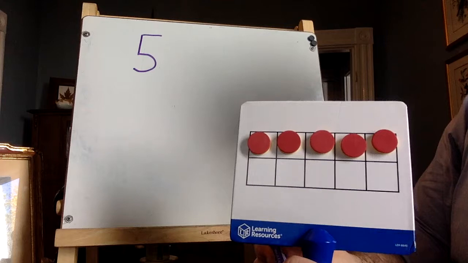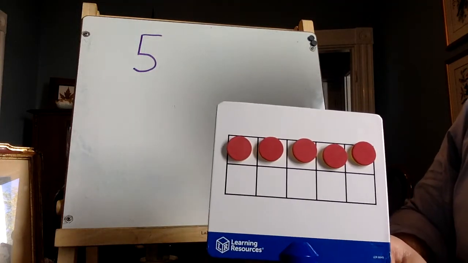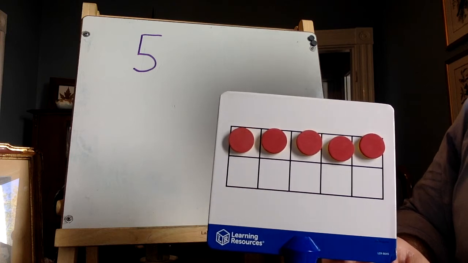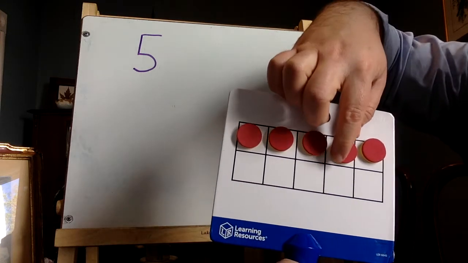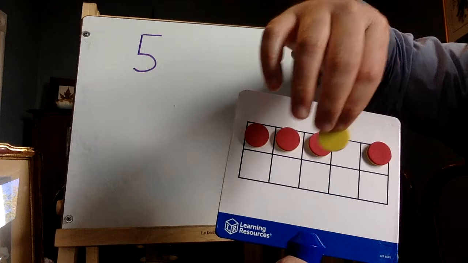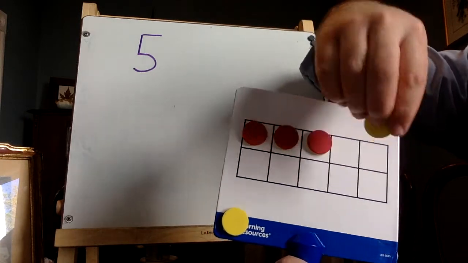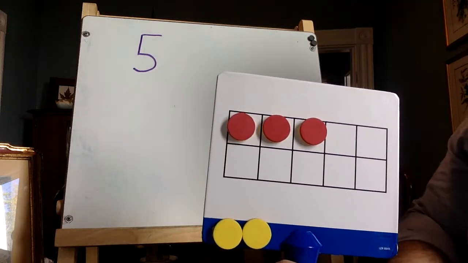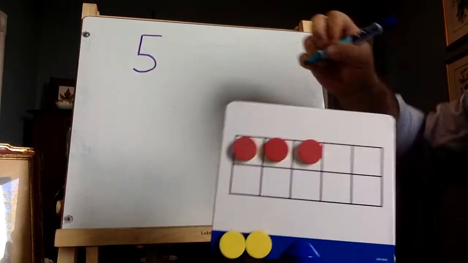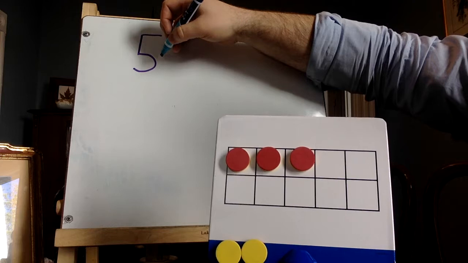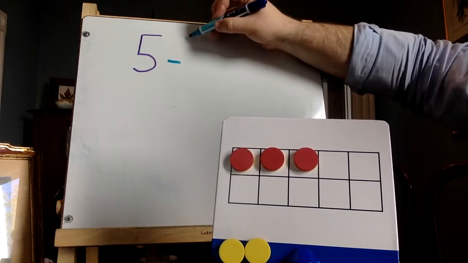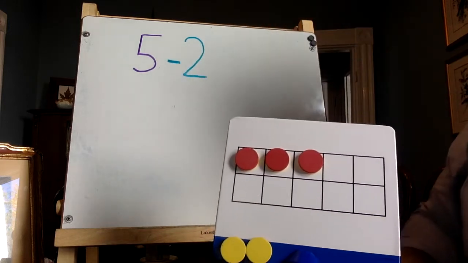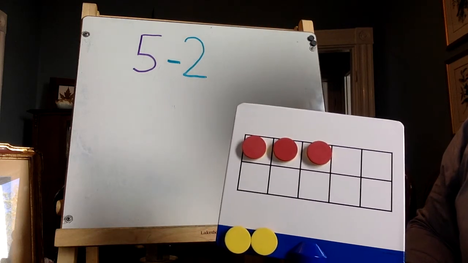Now, I'm going to take some away. So watch how I do that. I'm going to take away 1, 2. I'm going to put them down here. So I had 5, and then I took away. So I use a minus sign and a 2 because I took 2 away.